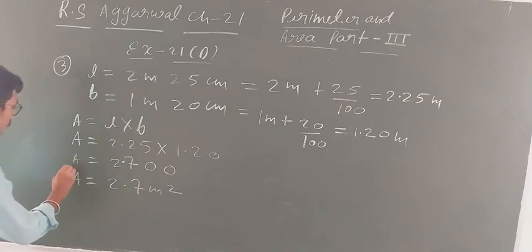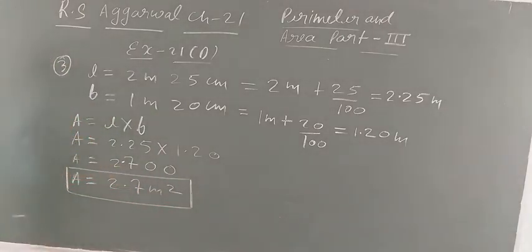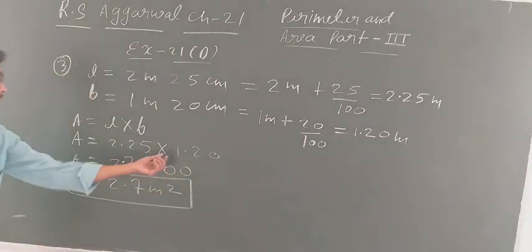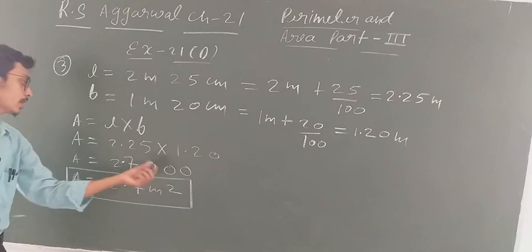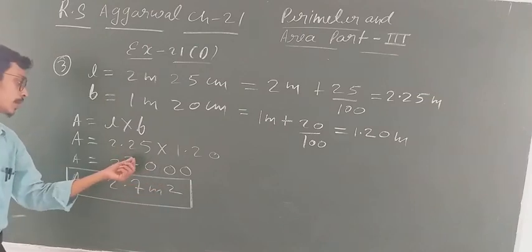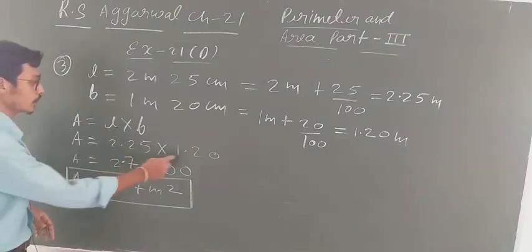So 2.7 meter square is also correct and 2.700 is also correct. Here 10 always. Clear student? Like when you multiply, 12 5s are 60, 12 2s are 24, 24 plus 6 is 30, then 12 2s are 24, 24 plus 3 is 27. Clear student? And decimal you have to use after decimal 2 digits, after decimal 2 digits.